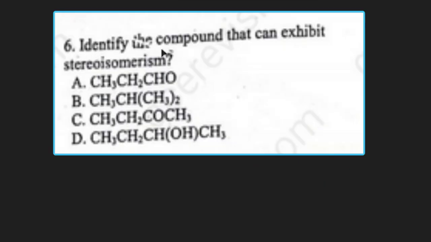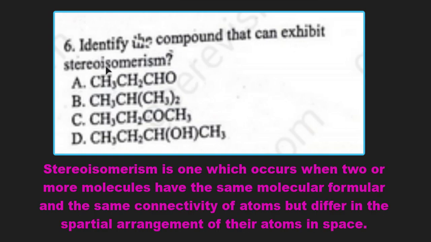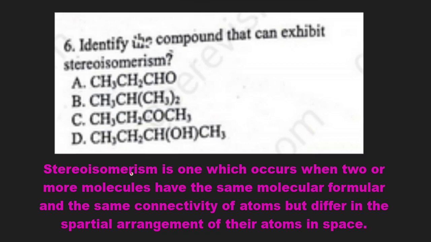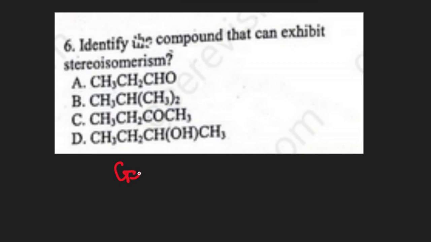Question 6. Identify the compound that can exhibit stereoisomerism. What is stereoisomerism? It is one which occurs when 2 or more molecules have the same molecular formula and the same connectivity of atoms, but they differ in the spatial arrangement of their atoms in space. So stereoisomerism can either be geometric or optical.